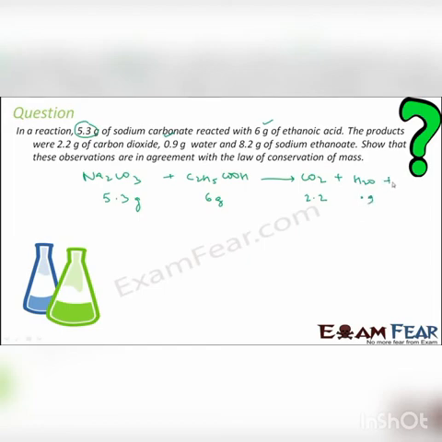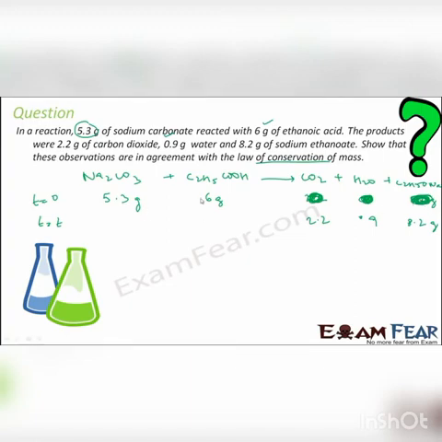and 8.2 gram of sodium ethanoate, CH3COONa. Show that these observations are in agreement with the law of conservation of mass. So the law of conservation of mass says that given the whole thing reacted, right? This was at T equal to 0, and this is T equal to 2. So let me put here once again, this was 0.